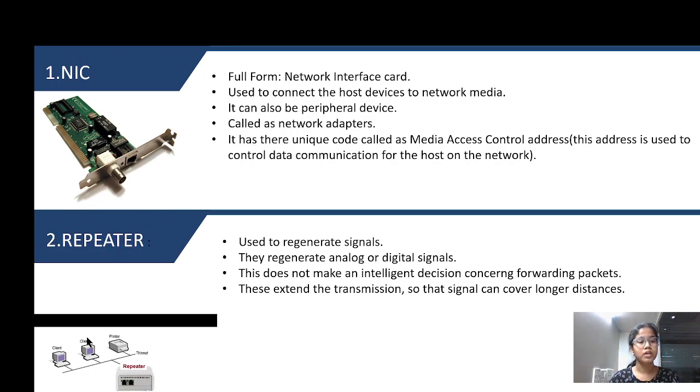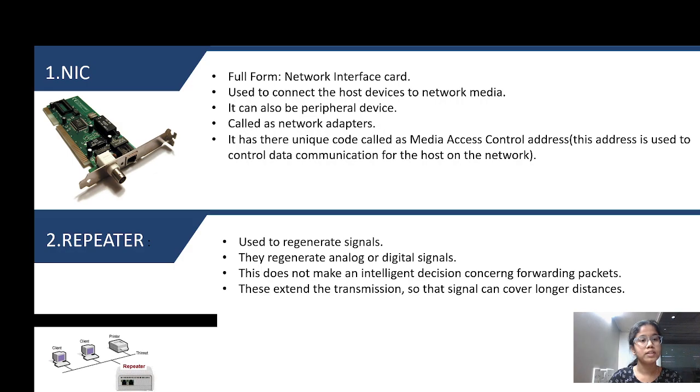And now we'll go to the second networking device, which is known as repeater. Repeaters regenerate analog or digital signals. They do not make intelligent decisions concerning forwarding packets. These extend the transmission so that the signal can cover longer distances. This is how the repeater looks like, and the repeater is connected to the clients like PC, printer, etc.